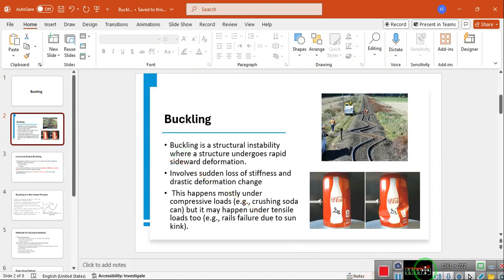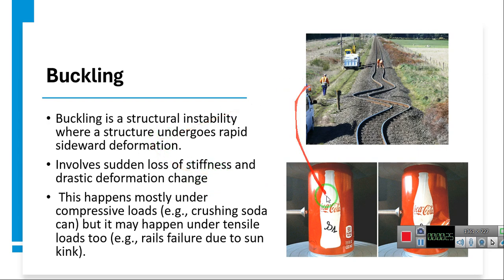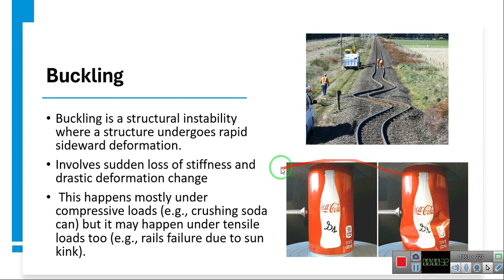Buckling is basically the instability which occurs when you apply a compression load on slender members, especially in column buckling. Here you can see the buckling of a soda can due to the applied load. When buckling occurs, there is a large sideway deformation in the body. Why does it happen? Because the body loses stiffness. It may be in a particular area or in a major area.